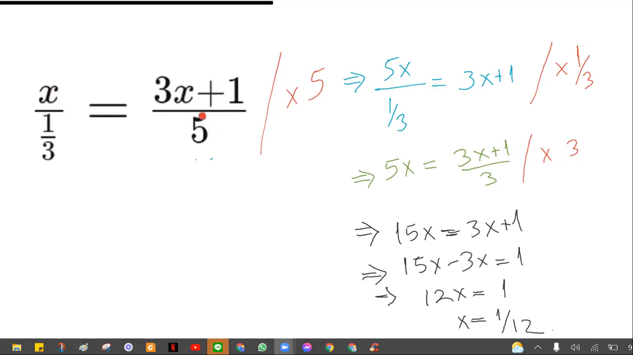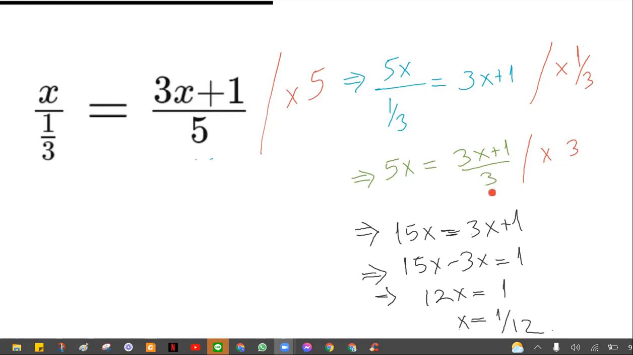Using this rule, I will try to get rid of these fractions. Let's see. Now I don't like this 5. To move this 5, I multiply both sides by 5. So 5 times this, the 5's will cancel. So I will have this expression. Now I don't like 1/3. To get rid of 1/3, I multiply both sides by 3. So when you multiply, they cancel out. And I am left with this new equation.